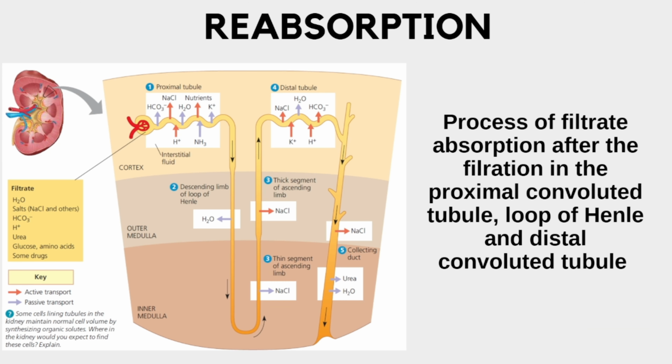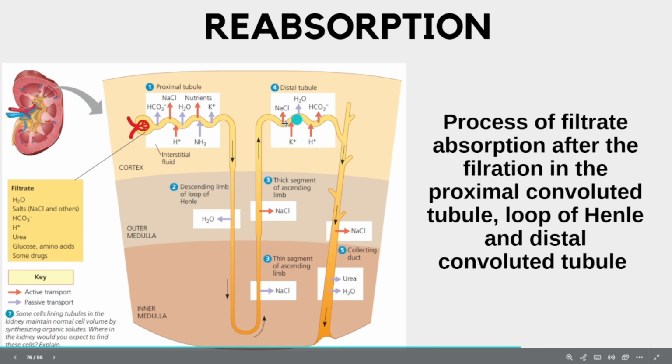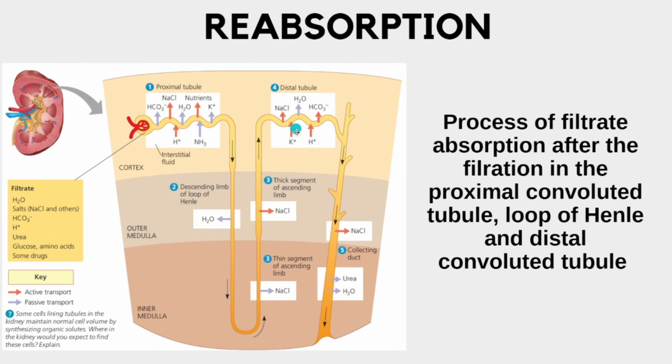Okay, next is about reabsorption. Normally reabsorption is to absorb all the useful material in the proximal tubule part, and then in the loop of Henle normally it is water and salt, and the distal tubule is focusing on water and salt as well. Even in the distal convoluted tubule there is also reabsorption, but mostly we are focusing on these three parts.